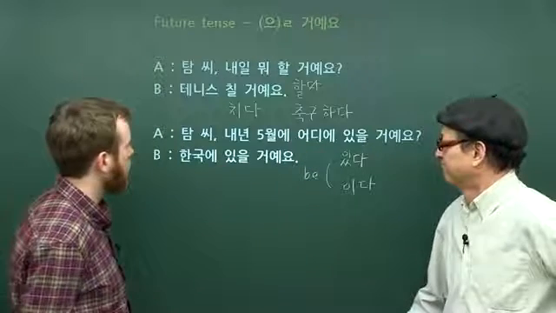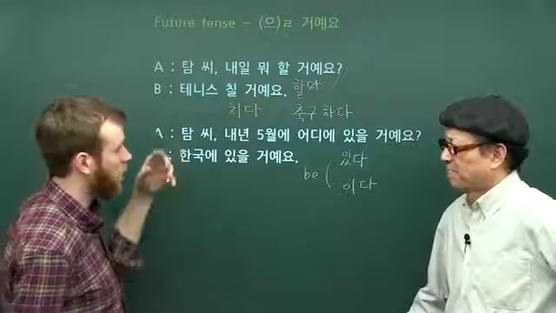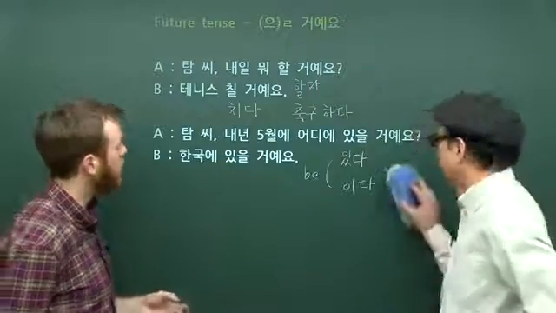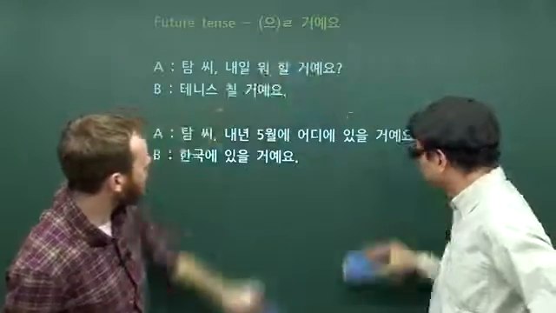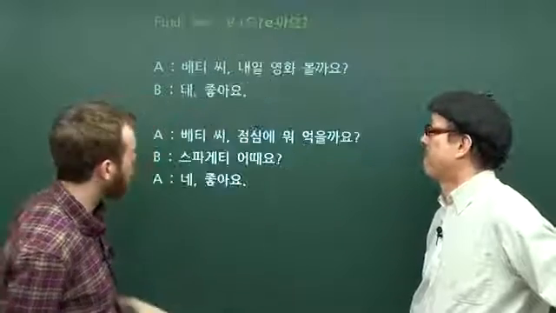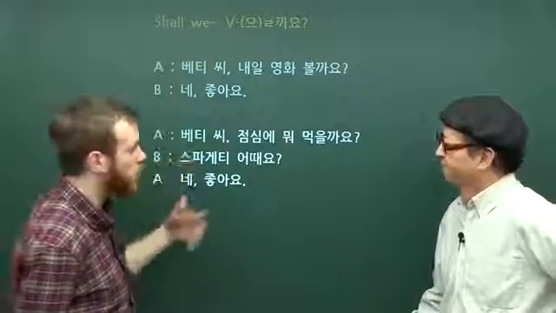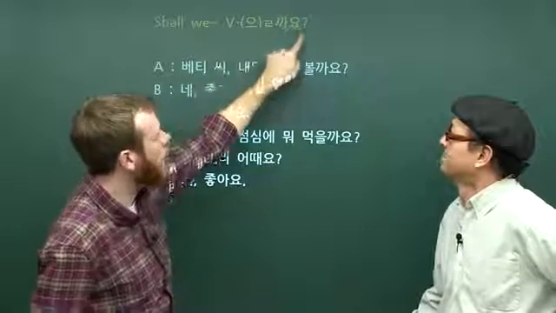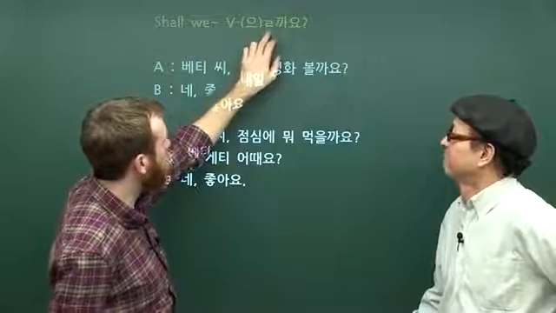Now we're going to continue to look at a similar form, talking about the future, but this time maybe for making suggestions. Just like when we look at the future here, we have ㄹ and maybe 을. So what does this look like here? Using shall we to make a recommendation or a suggestion, we still have the verb plus 을까요, or if it ends in a vowel, then simply ㄹ까요.